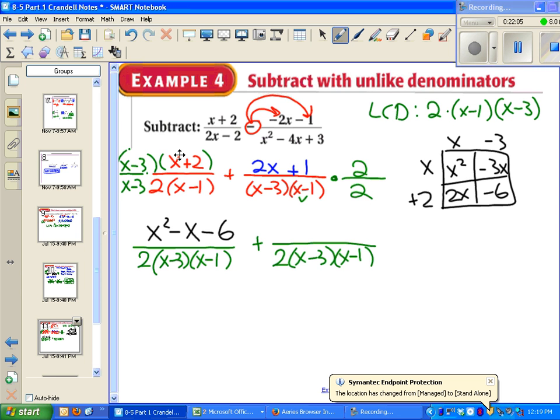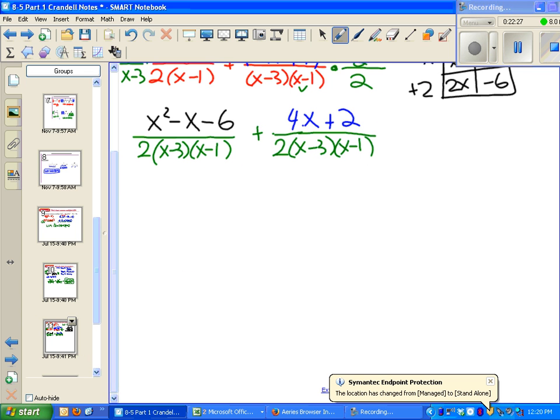And then I'm going to distribute. Don't forget to distribute. So that becomes 2x, just kidding, it becomes 4x plus 2. Okay. All right, am I done? No. Okay. So I want to keep the same name. I'm almost done. Keep the same name. So my name of 2 times x minus 3 times x minus 1, and then combine like terms.